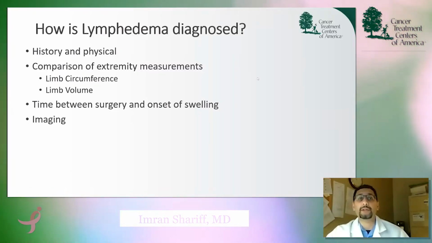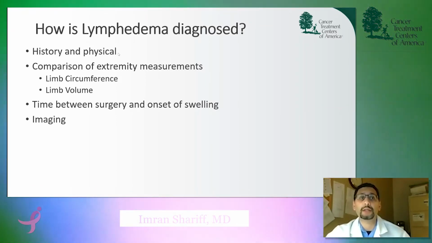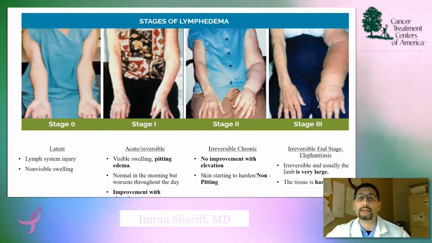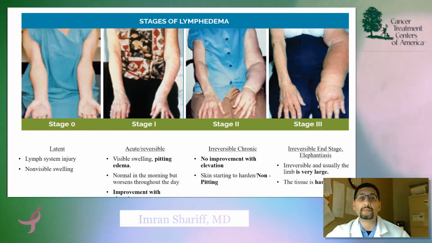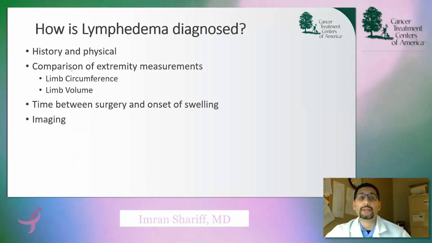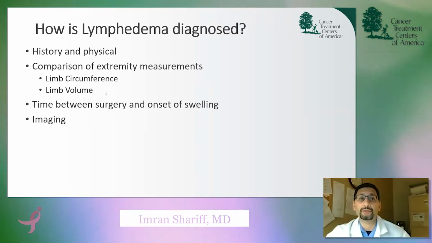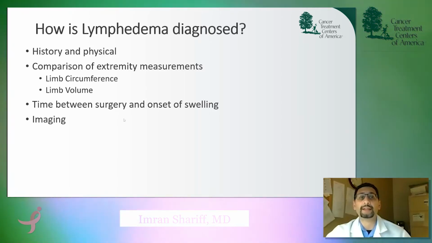So how is lymphedema diagnosed? History and physical. Going back to the previous slide, often we can do a test called Stemmer's test, which is pinching the second digit here, and if we cannot grasp the skin, that's indicative of lymphedema. We also look at the comparison of extremity measurements, limb circumference and limb volume, usually measured by a lymphedema therapist, and looking at the time between surgery and onset of swelling.